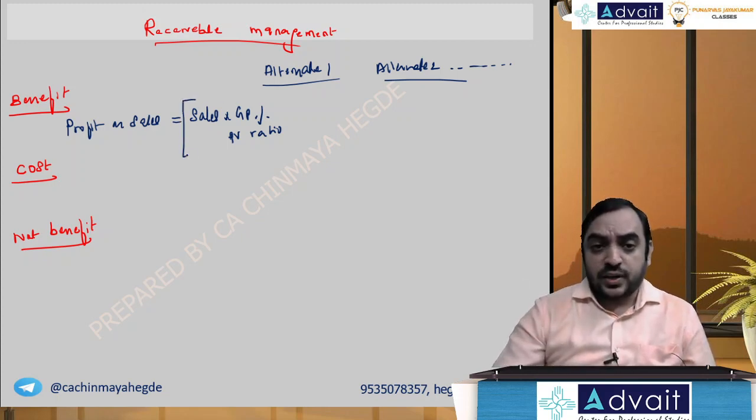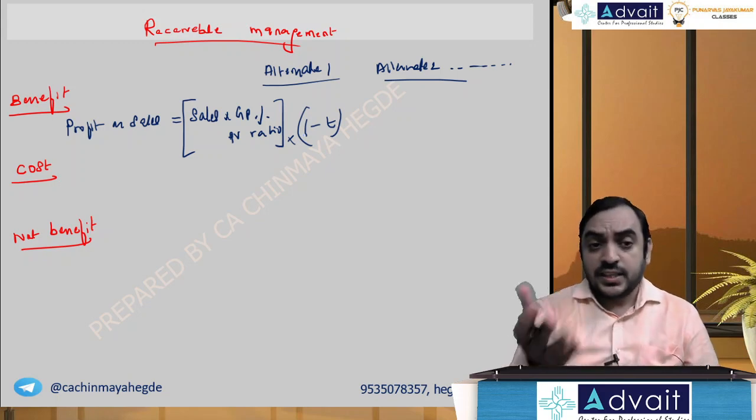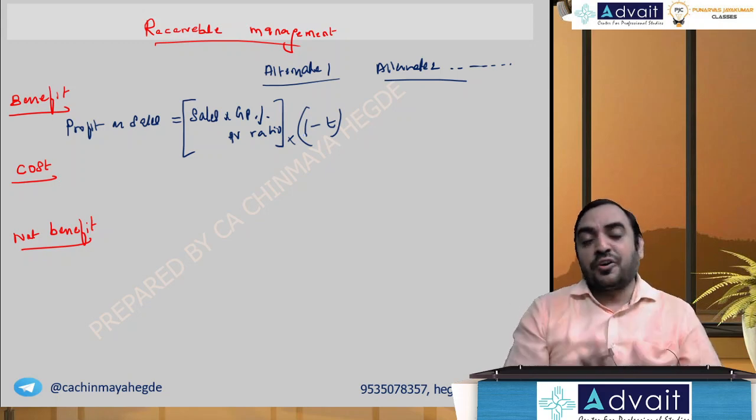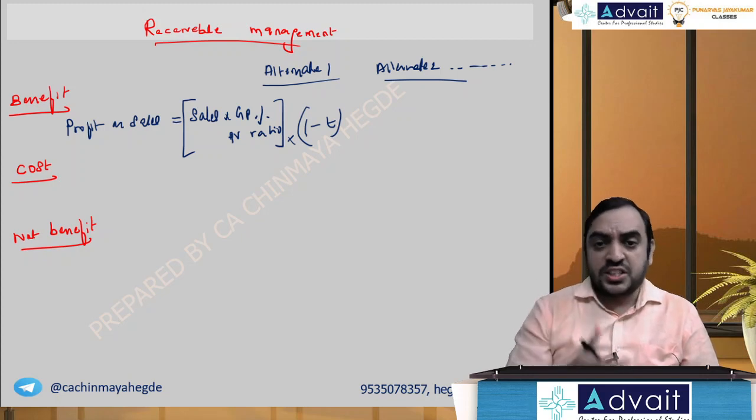And this is before tax. If you want after tax, you can multiply it by 1 minus T. If information on tax is there, you multiply it by 1 minus T. This will give you benefit, increase in profit. Alternative 1, what is the profit? Alternative 2, what is the profit, and so on.